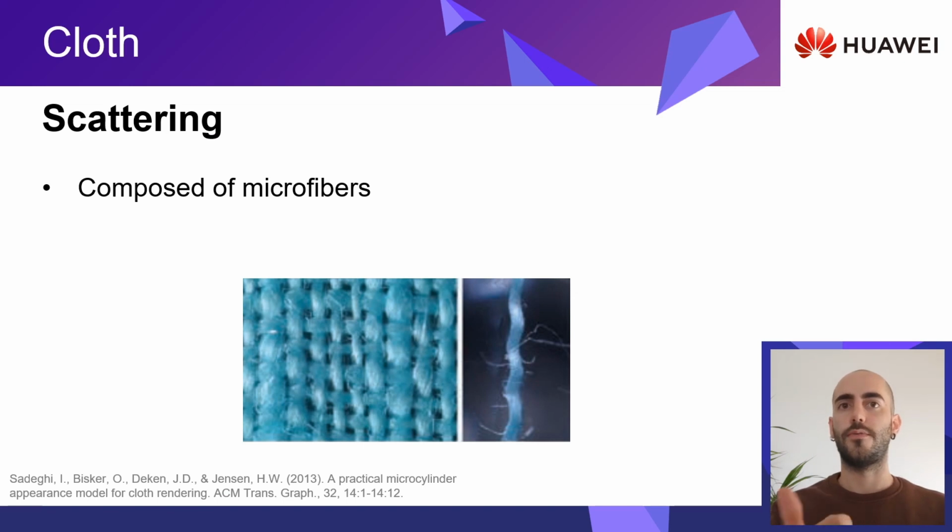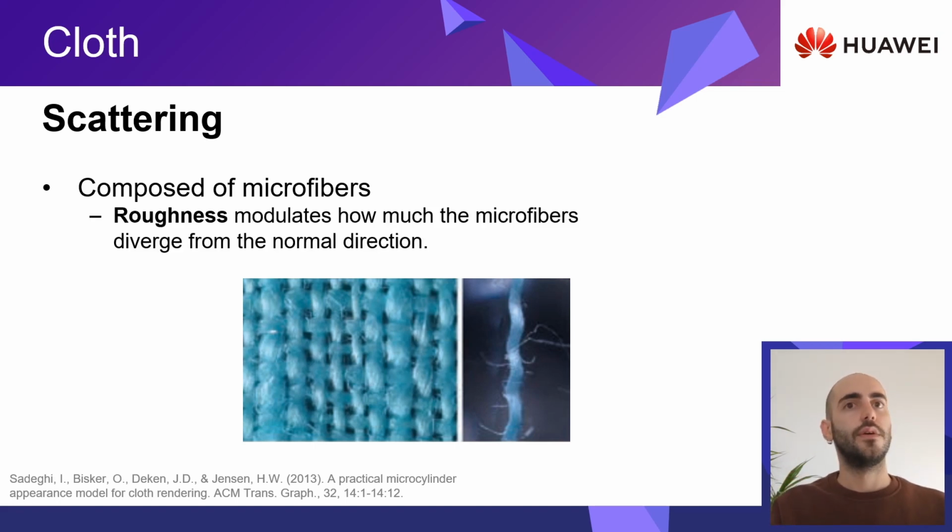Cloth is composed of microfibers. This slightly changes the interpretation of some PBR parameters like roughness. In this case, roughness modulates how much the microfibers diverge from the normal direction.